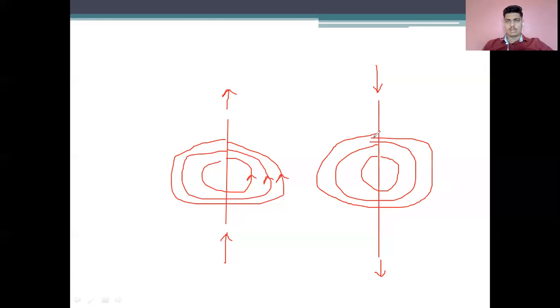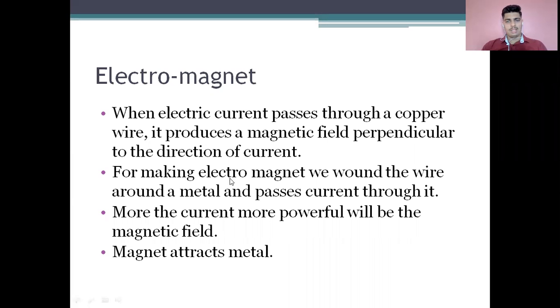It's not over the conductor. Imagine it in a 3D way. This time it will be in a clockwise direction. So this is how the movement of current changes the direction of the magnetic field around a conductor. But this is not powerful enough to attract something. So, for making an electromagnet, we wind the wire around a metal and pass current through it.